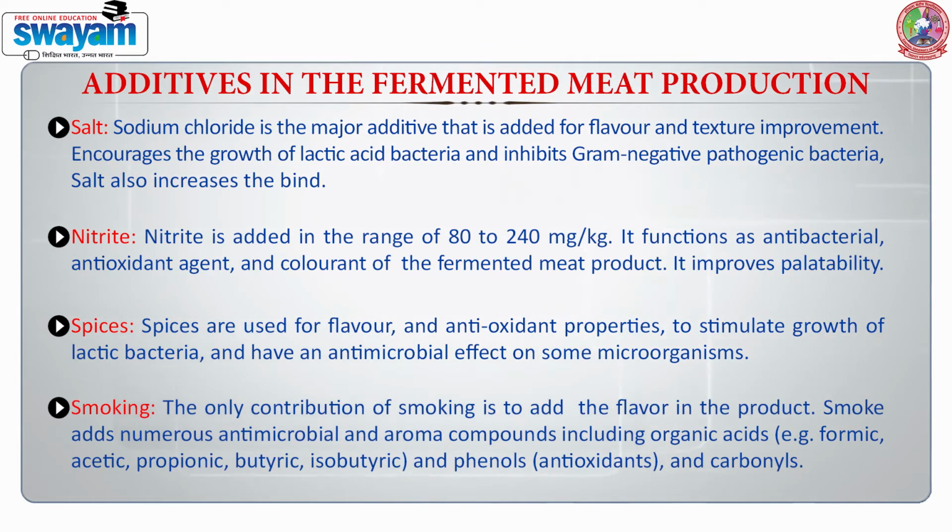Smoking is another process which gives flavor to the product. Smoke adds numerous antimicrobial and aroma compounds like organic acids. The major ones are formic acid, acetic acid, propionic acid, butyric acid, isobutyric acid. It also contains phenols like antioxidants and also brings about the carbonylation.